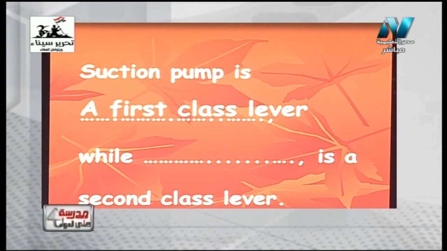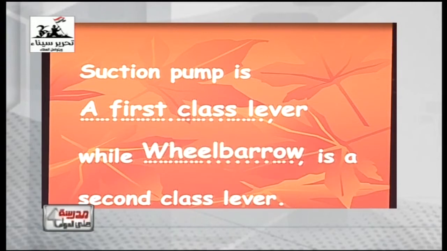We have drawn suction pump many times, and we learned before how to determine the type of lever by making a sample drawing and determining the three points, which are O, R, F. If O is in the middle, the fulcrum, it will be the first class lever. If R, resistance, is in the middle, it will be second class lever. If F, effort force, is in the middle, it will be third class lever. While what is a second class lever? We have many examples of second class lever, such as wheelbarrow, nutcracker, and bottle opener.